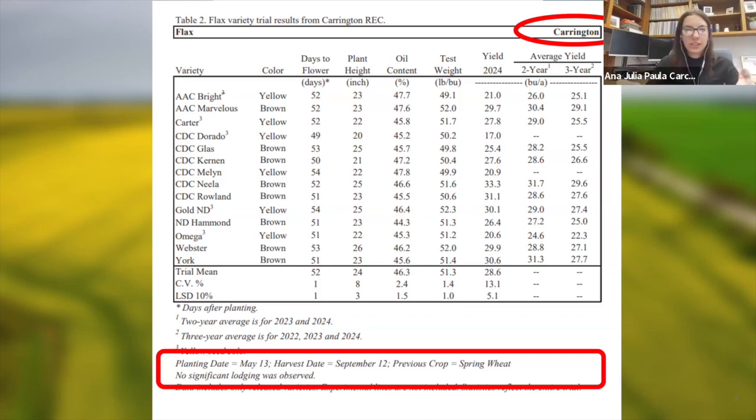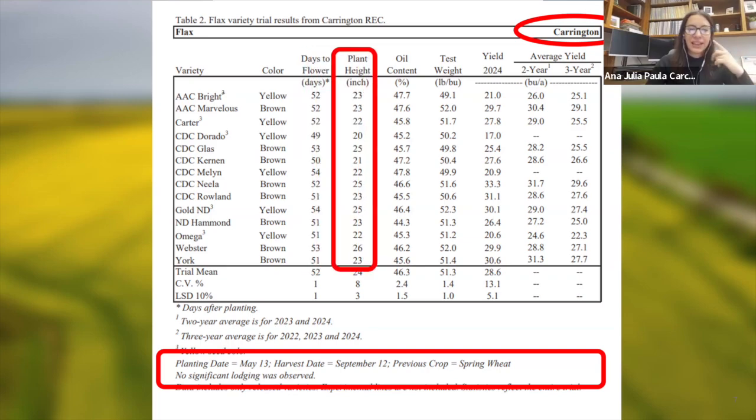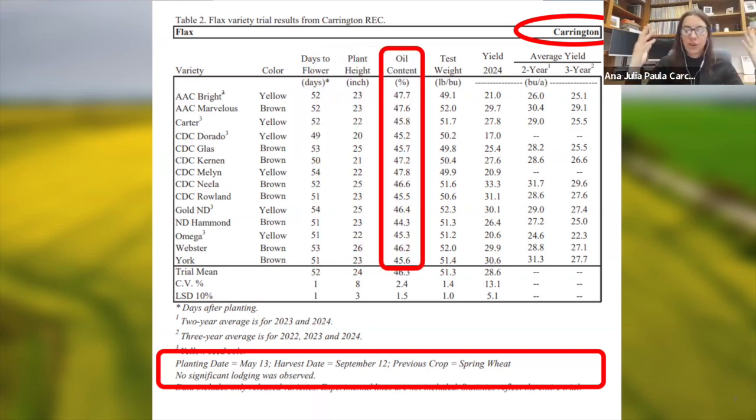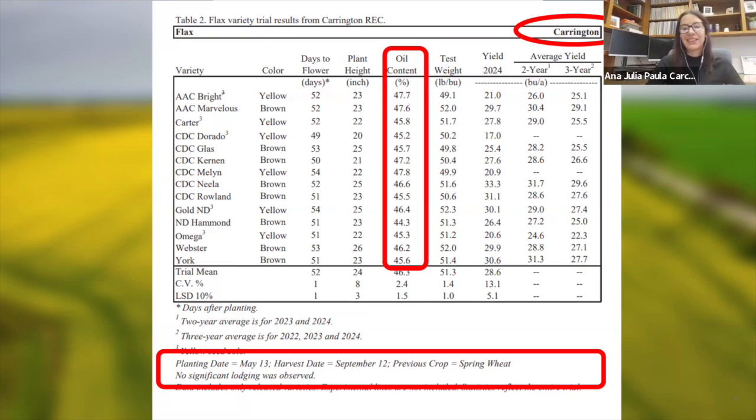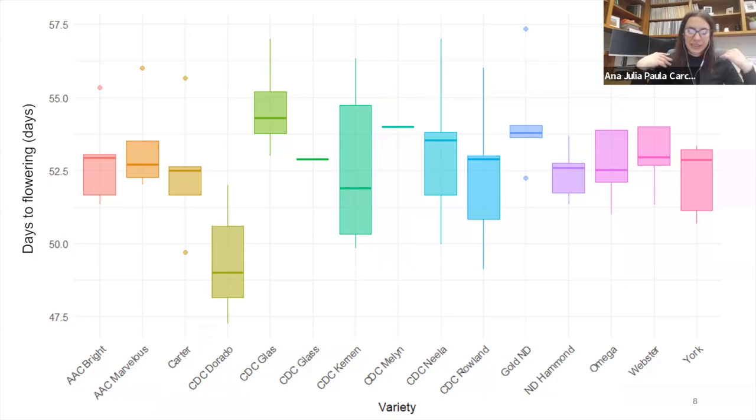So we have a lot of information here, right? We have days to flower, plant height, oil content, and also for sure we have our yield. That's something that we really care about. But let's go a little bit slow here, right? So let's see days to flower first. Here what I did is pull together the data from across all the sites that are reported in the variety trial. So this is how variable days to flowering was in all the sites.